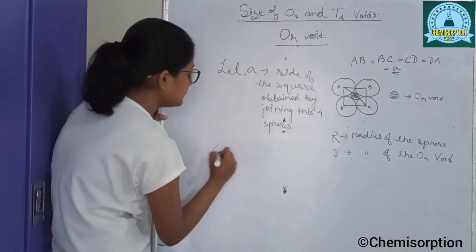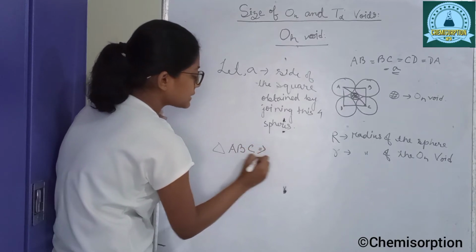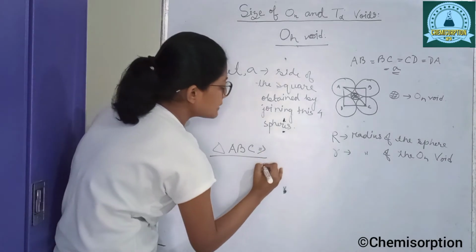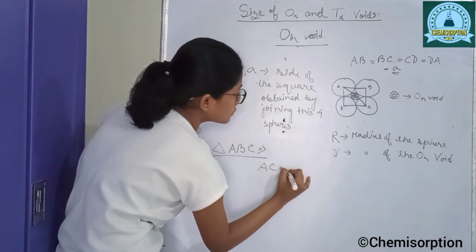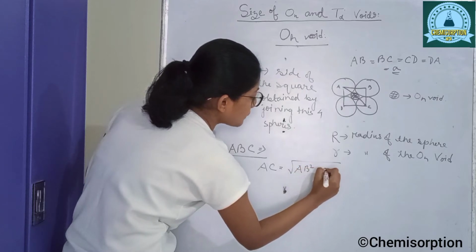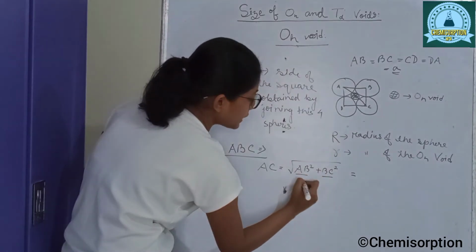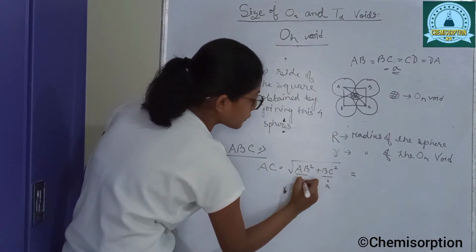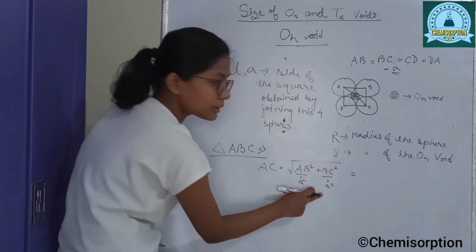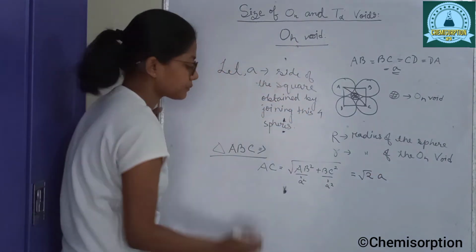Now from triangle ABC, this is a right angle triangle, B is the right angle. So AC is equal to root over AB square plus BC square. Since AB and BC both are equal to a, AB square is equal to a square, BC square is also equal to a square. So we will get AC equal to root 2 a.